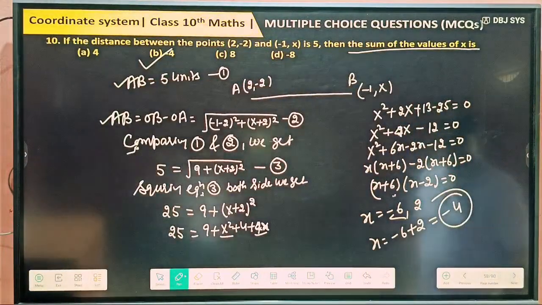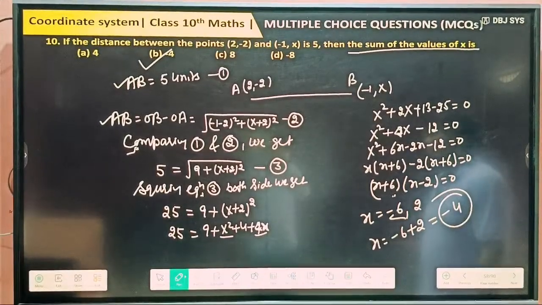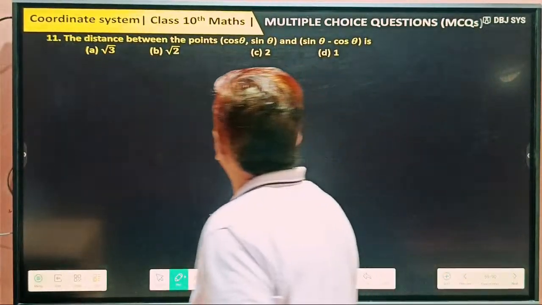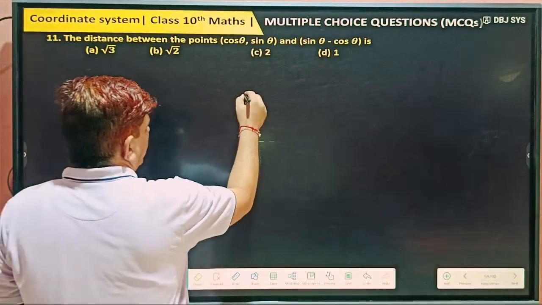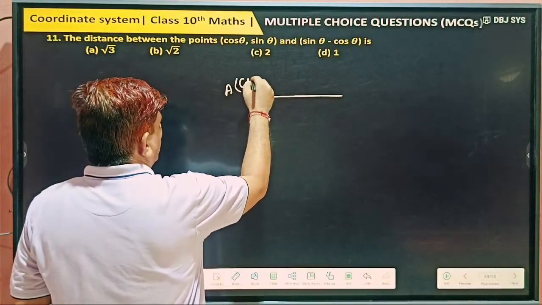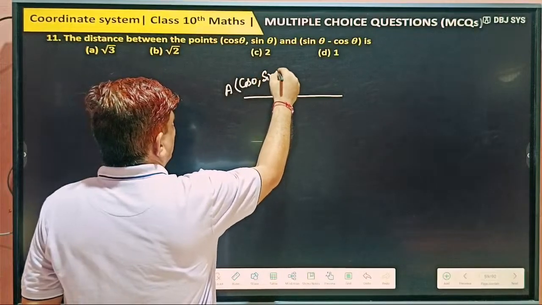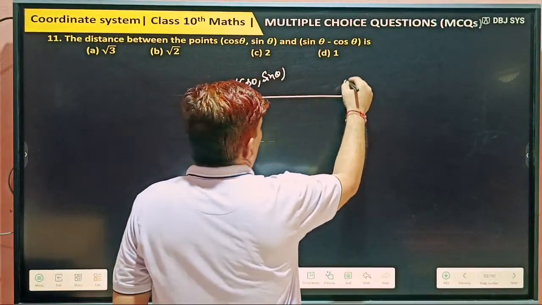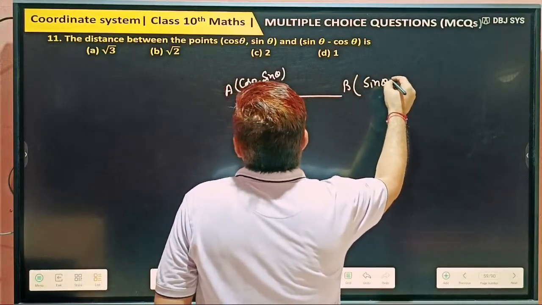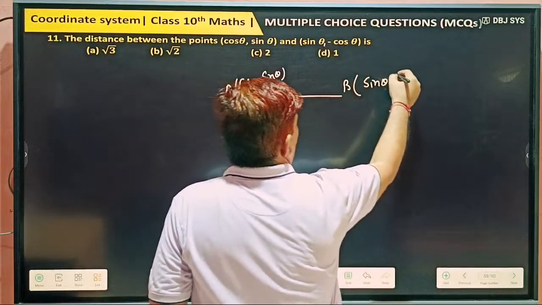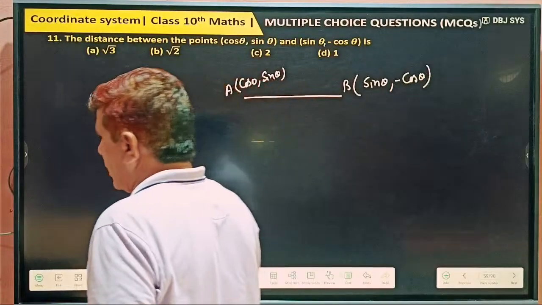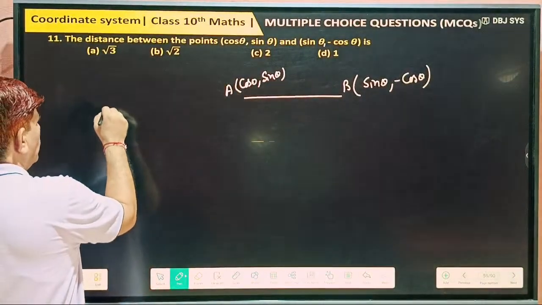Next. So this is about question number 10. Question 11. The distance between the points. So again we are taking like this, again and again repeating the same question. A is the point with coordinates cos theta, sin theta, and B is the point whose coordinates are sin theta comma minus cos theta. So find out by using the distance formula.